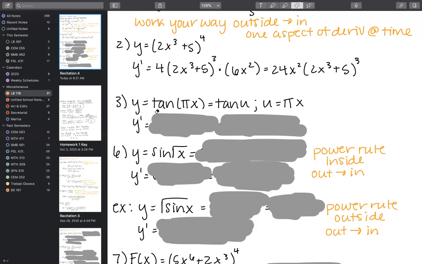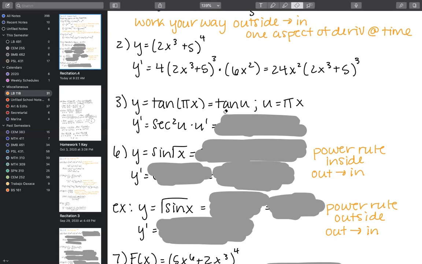So that's going to look like secant squared of u times u prime. Because the derivative of tangent is secant squared, we're going to keep the function the same on the inside as we do the outermost aspect of the function. In this case, the trig function is the outermost, and then the x variable and its coefficient are going to be the innermost. And so we get secant squared u times u prime.